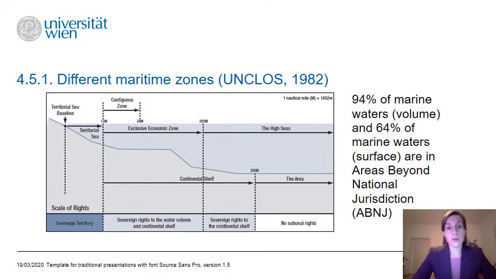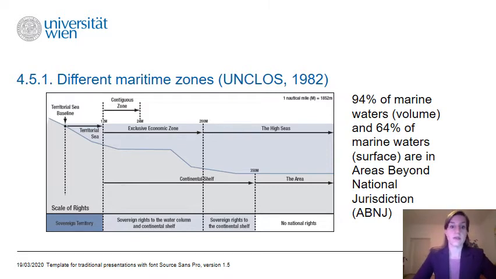After this, the exclusive economic zone starts. So these are again 200 nautical miles. And then after this, we speak of the high seas. Everything that is beyond 200 nautical miles from the coast of a state is considered to be international waters or high seas, and it includes 94% of the volume of the ocean's water and 64% of marine waters in terms of the surface. So it's a large amount of space that is governed through principles that only apply to the high seas and have no relation to how the territorial seas or the exclusive economic zones are governed.